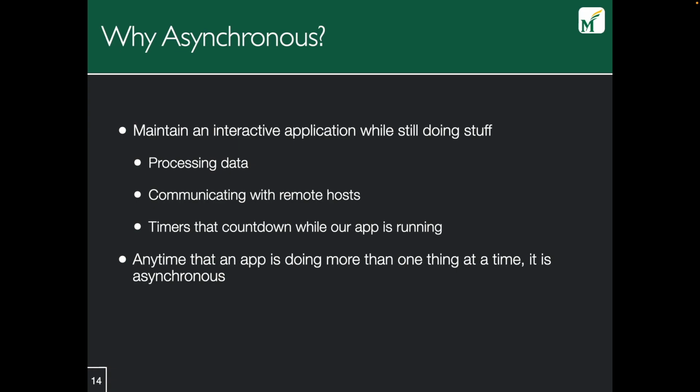So what is asynchronous code? Asynchronous code, pretty simply, allows you to maintain an interactive application while continuing to do some sort of computation. This computation could be anything from processing data to communicating with different servers or hosts to having a countdown timer that's continuously processing in the background. So essentially, any time in the context of this class that a web application is doing more than one thing, that means there's some sort of asynchronous programming going on in the background.